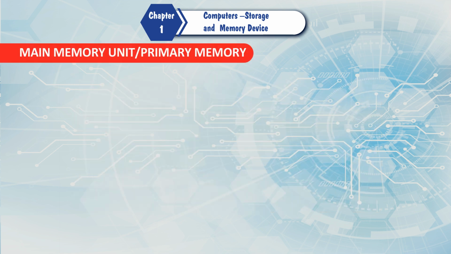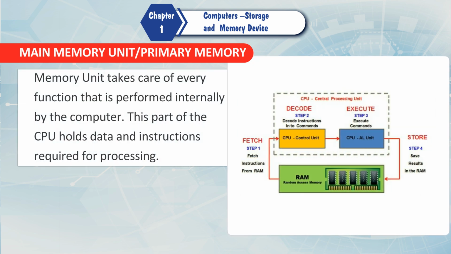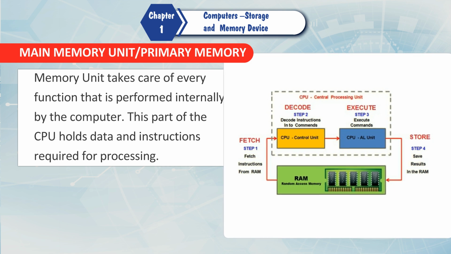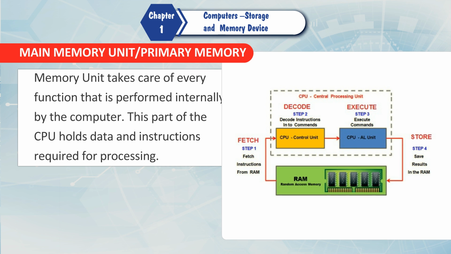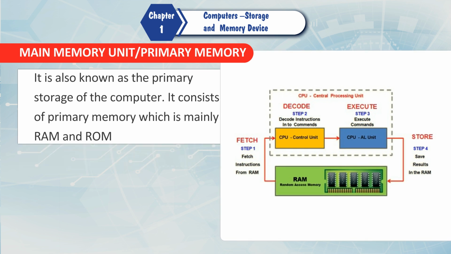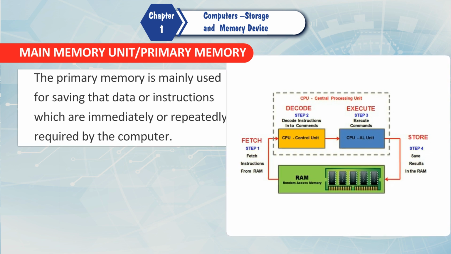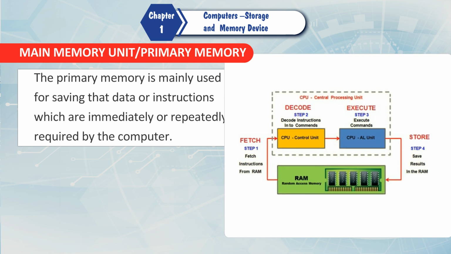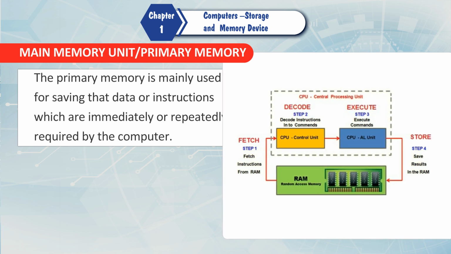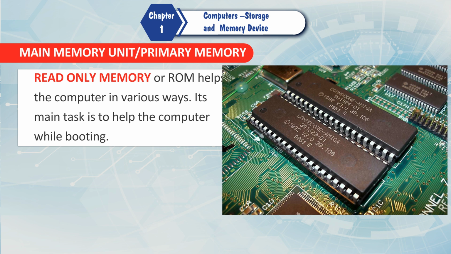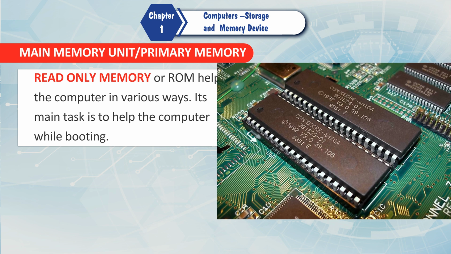Main memory unit, primary memory. The memory unit takes care of every function that is performed internally by the computer. This part of the CPU holds data and instructions required for processing. It is also known as the primary storage of the computer. It consists of primary memory, which is mainly RAM and ROM. The primary memory is mainly used for saving that data or instructions which are immediately or repeatedly required by the computer.